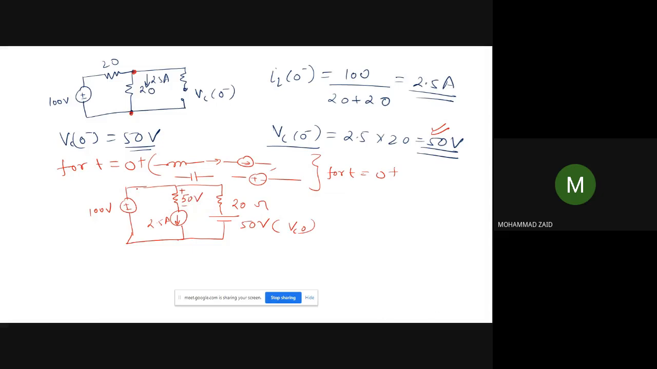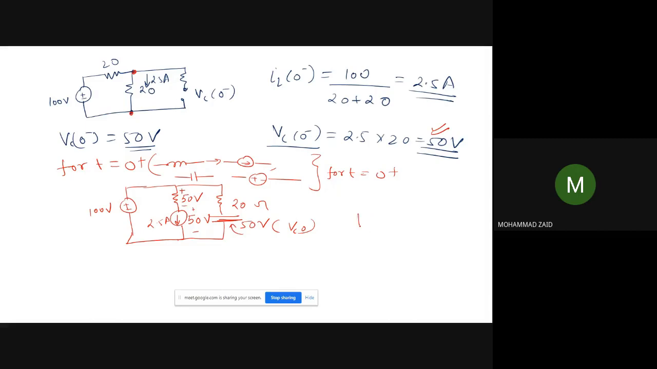But in parallel we have a 100 volt source. So if this is 50 volt, then it should also be 50 volt. Okay, and this is 50 volt. This is the capacitor voltage, that is the initial capacitor voltage which we have represented through a DC source. Okay. So now all the things are known.